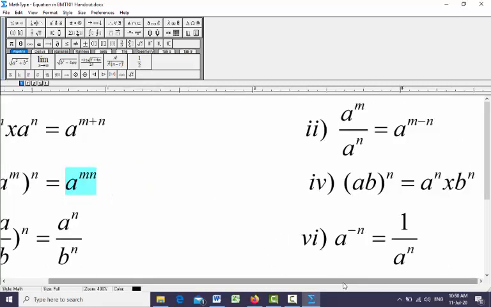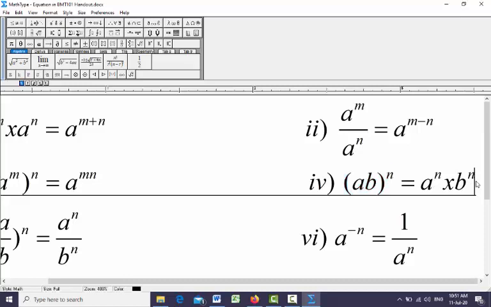Let's check out the next one. Here we have ab to the power n. If ab is inside the bracket and outside we have a power, this power n will be applicable to both a and b. So we will have a to the power n multiplied by b to the power n.